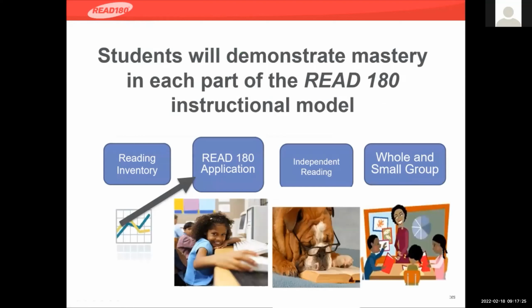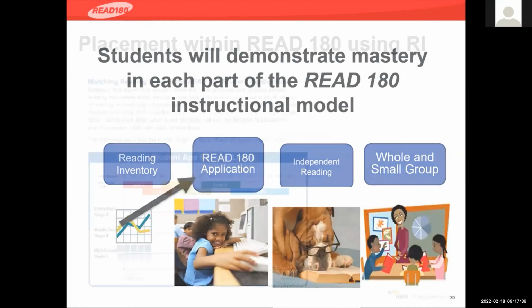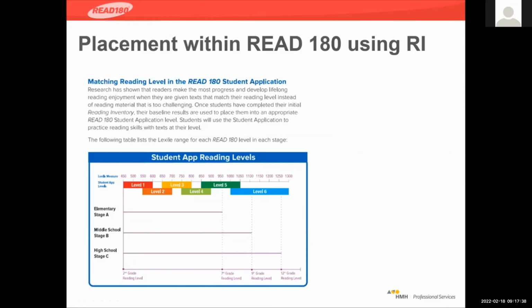then we also want to look at data in each aspect of the instructional model. So we really want to look at how students are demonstrating mastery in the application, independent reading, whole and small group. The bulk of this training, again, we're going to focus on that student application data, but a few other core concepts that we do want to review before we look at some sample data here.